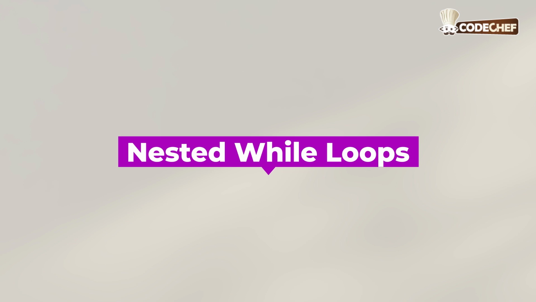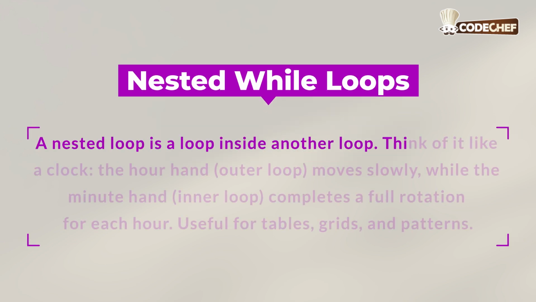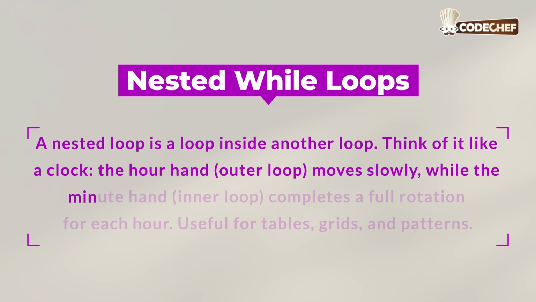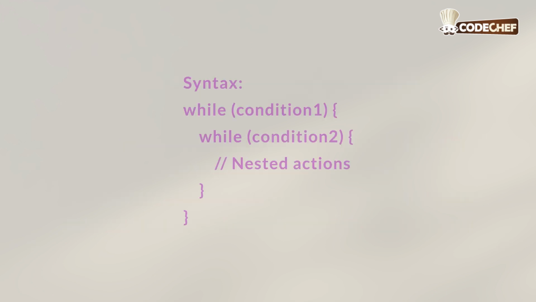Next are nested while loops. A nested loop is a loop inside another loop. Think of it like a clock: the hour hand, or the outer loop, moves slowly, while the minute hand completes a full rotation for each hour. It is useful for tables, grids, and patterns. The syntax for the same is: while (condition 1) { while (condition 2) { nested action code } }. Think of it as, for each iteration of the outer loop, the inner loop completes all its iterations.